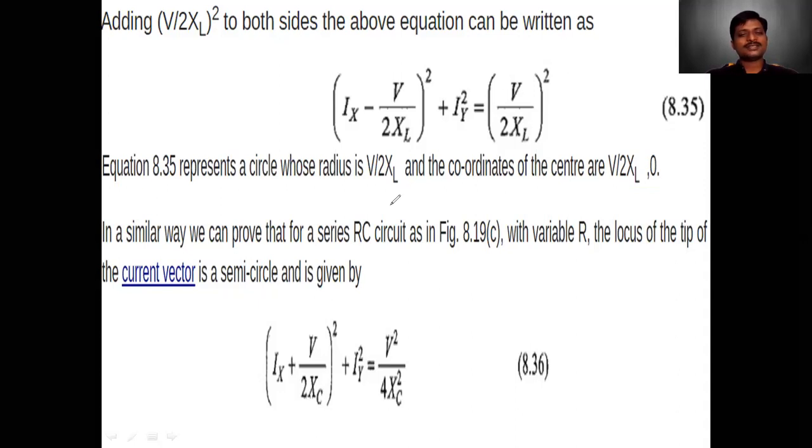Now we will take an RC circuit in a similar fashion, which means you take a source and connect it in series with the capacitance and resistance, where capacitance is fixed and resistor is variable. In that case also we will get a semicircle when you trace the tip of the current vector, and that locus is also a semicircle, and the analysis will be the same.